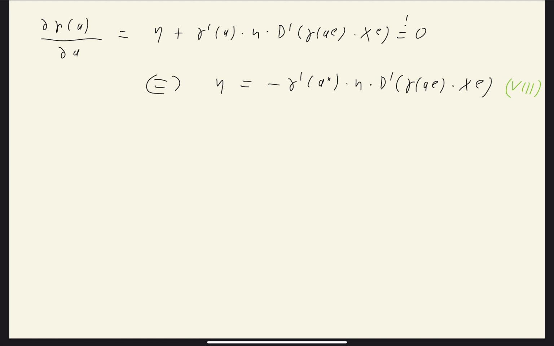Now, of course, we do not know whether the solution that we found here, so this A star, is indeed a minimum. In order to find out about this, we take the second derivative of the price with respect to pollution reduction, and then we get gamma prime prime of A times N times D prime of gamma of A_E times capital X_E. And due to our assumptions with respect to the gamma function and the D function, this is strictly positive, and hence the solution that we find in equation number 8 is indeed a minimum.